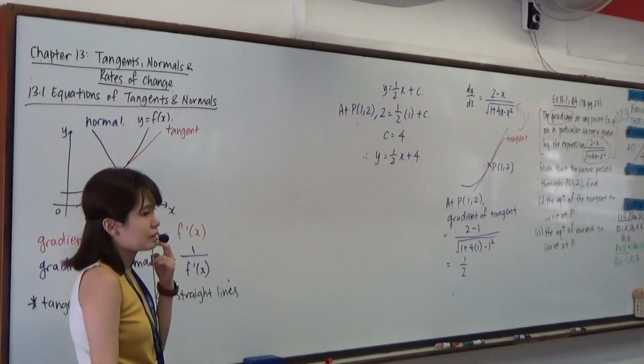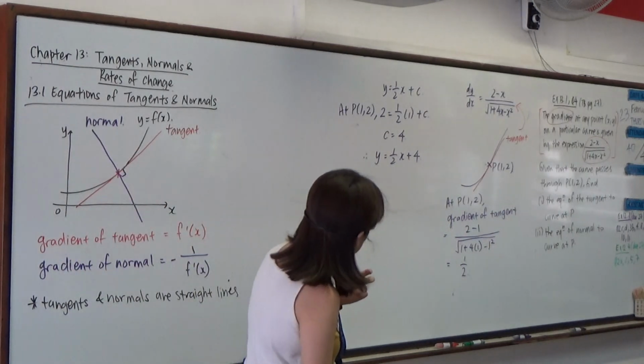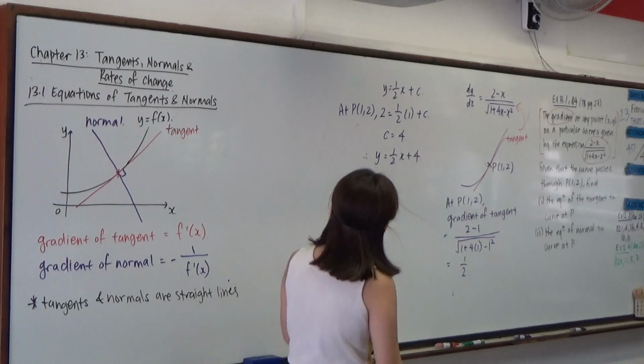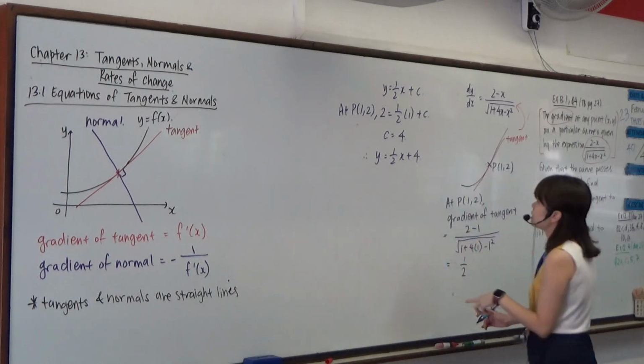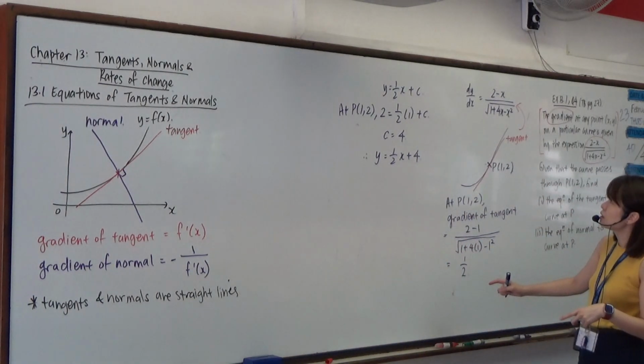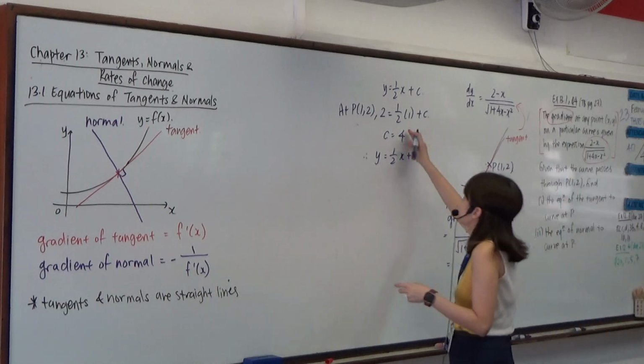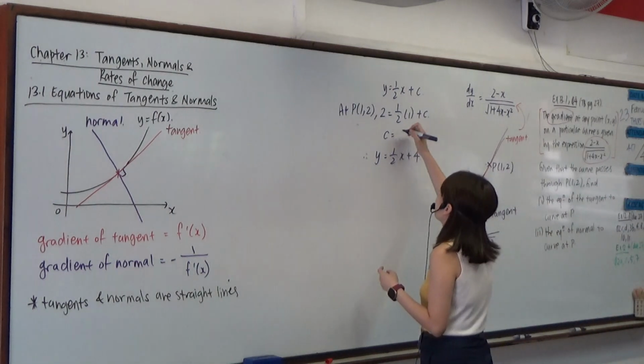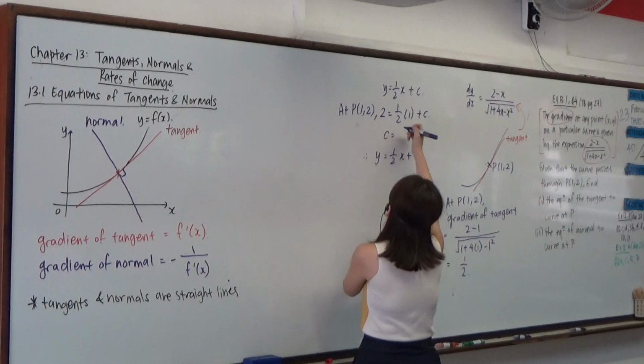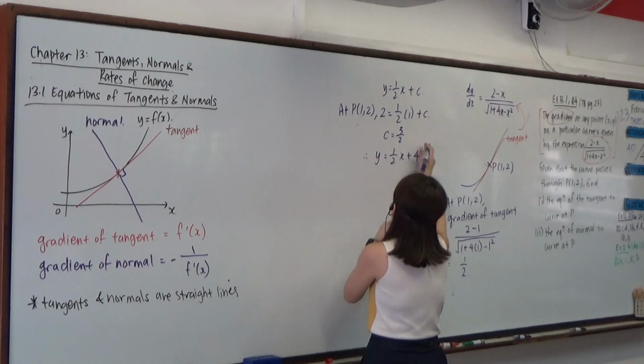Okay? A student points out that it should be 3 over 2. Oh, yeah, sorry, thank you. I multiplied 2 minus half, that will be 3 over 2.